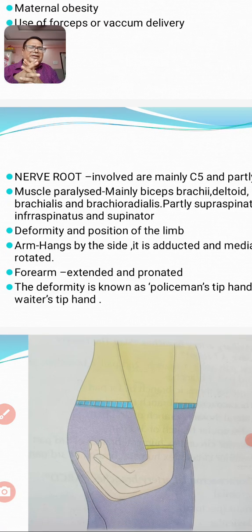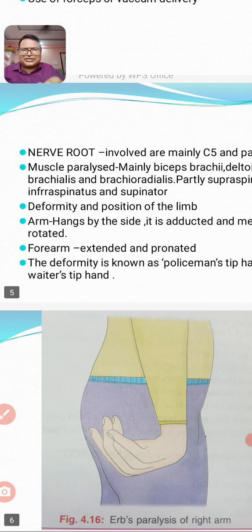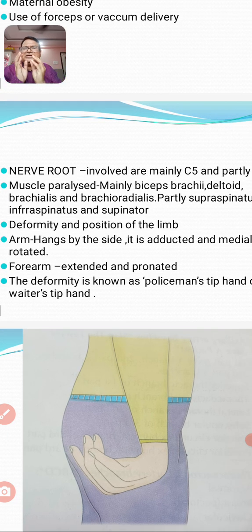And what are the muscles paralyzed? Mainly the biceps brachii, the deltoid, the brachialis, which is the deeper muscle of the arm, and the brachioradialis. These are the muscles mainly paralyzed during Erb's paralysis. And partially the supraspinatus, infraspinatus, and supinator are also paralyzed.